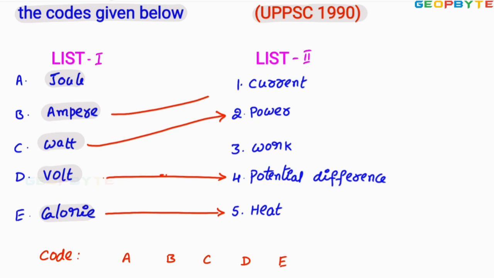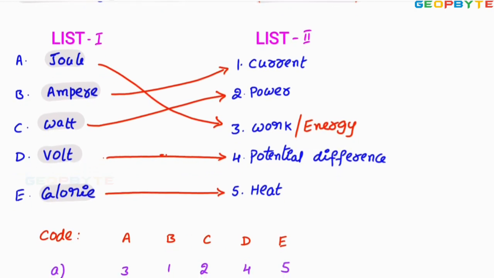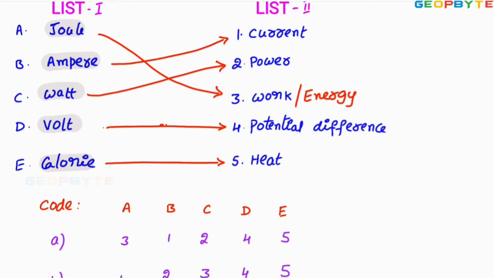Ampere is the unit of current. And joule is the unit of energy or work, because work is also a kind of energy. Since work is a kind of energy, the unit is joule. Therefore A3, B1, C2, D4, E5 correct. Let me write it.